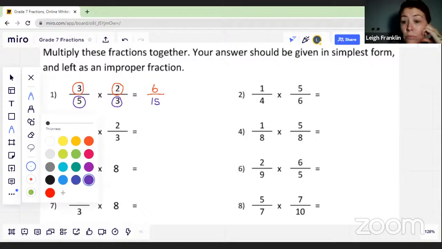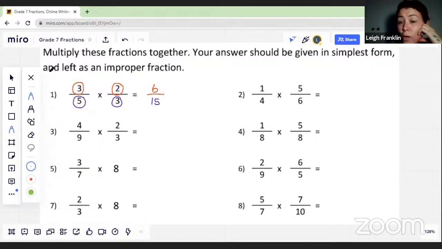No, ma'am. No, it's not. What can we divide the top and the bottom by? 3. Perfect. Quite right. So now we're going to divide the top by 3. What's that going to leave us at the top? 1. It's going to leave us with 2. 6 divided by 3 is 2.